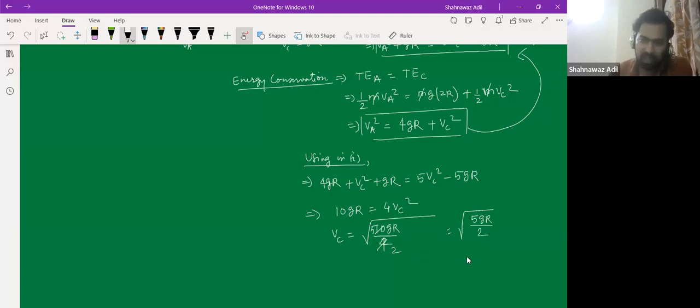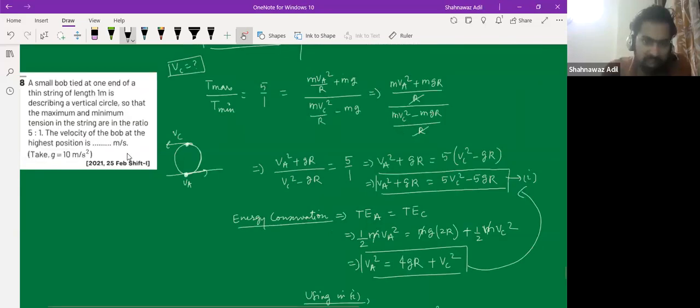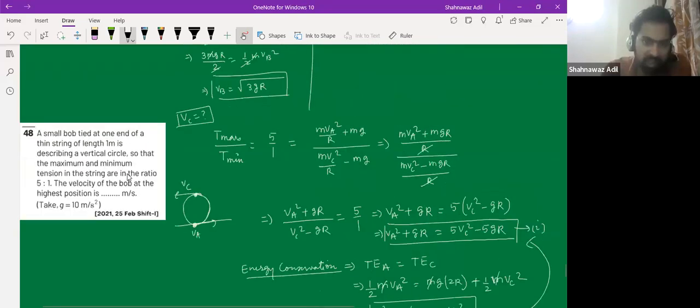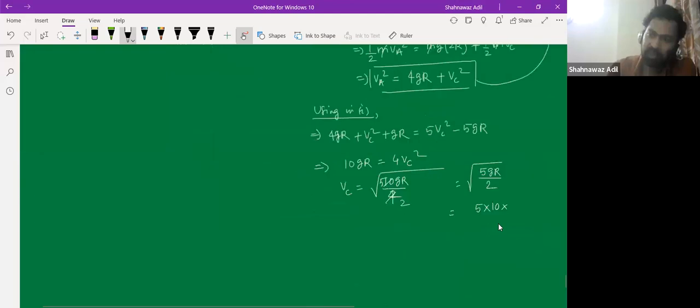We have g value, which is 10. R is 1 meter, they have written. So R is 1. So this is by 2, this is 5, and we have root. So this is 5 meter per second. So this would be vC.